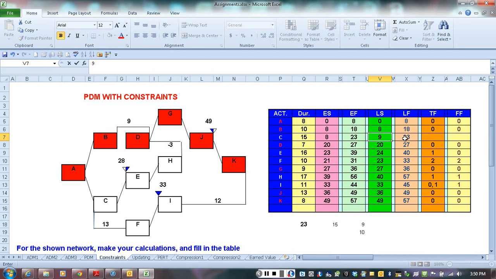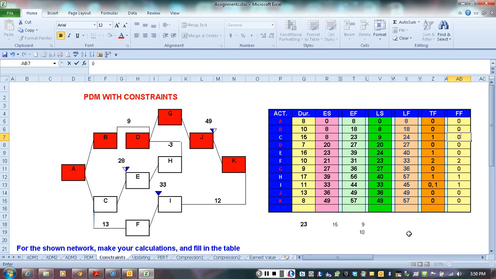And 24. Looking at the total float for activity C is going to be 1 day. Free float for E was also 1 day, therefore the total float for E is 1 day, therefore the free float for C is 0.